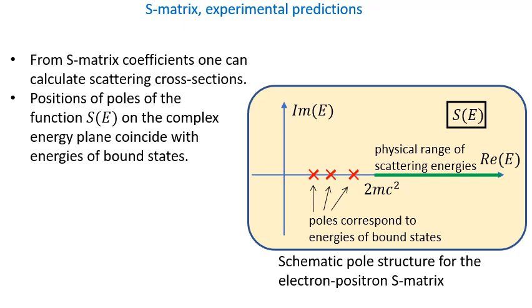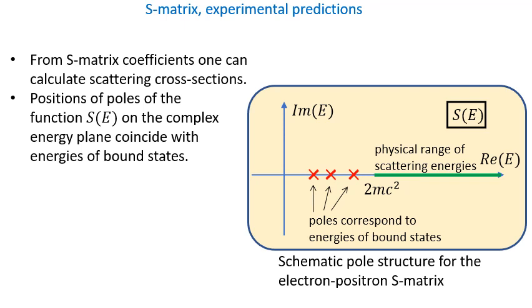In this graph, I have shown schematically the function S of E in the plane of complex energies for the case of electron-positron interaction. Strictly speaking, the S operator is defined only when colliding particles have non-zero kinetic energy, or the total energy is greater than the sum of particle rest energies. In other words, the physical range of scattering energies is the green portion of the real energy axis.